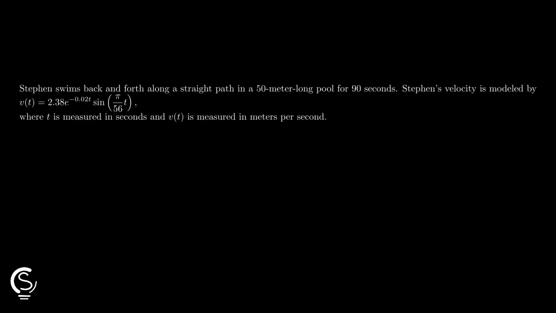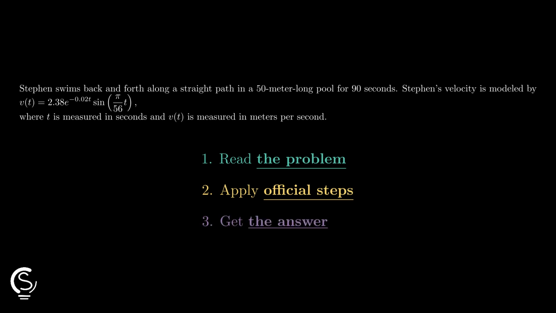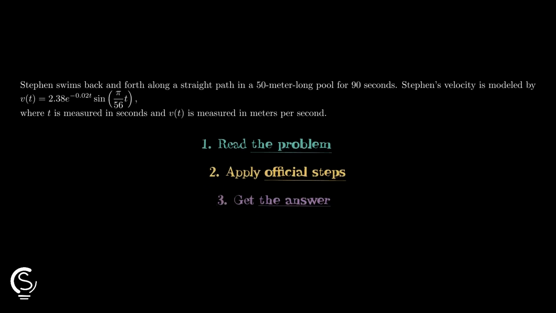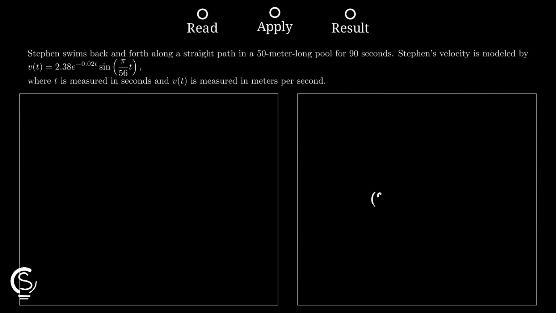A. To find when Stephen changes direction, solve v of t equals 0 for 0 less than t less than 90, which occurs when sine of pi changes sign from positive to negative, confirming a change in direction.